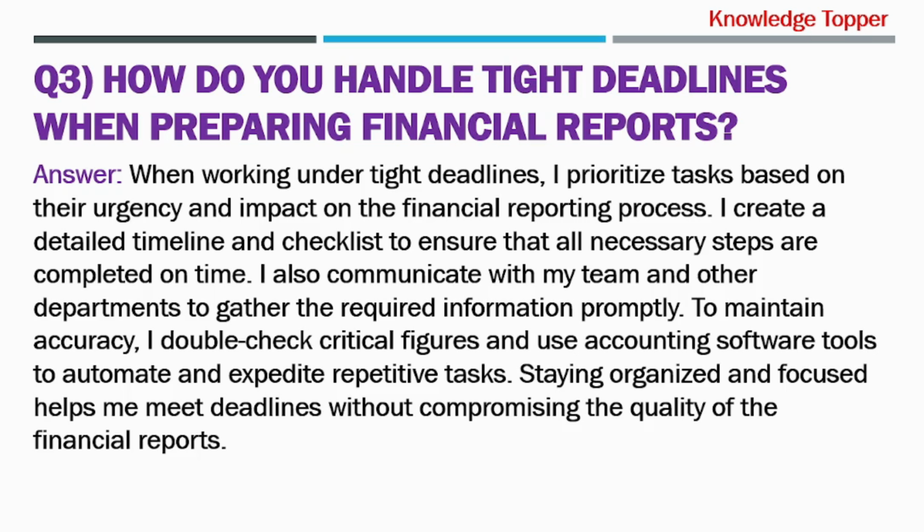So, how you can answer this particular question is that, well, when working under tight deadlines, I prioritize tasks based on their urgency and impact on the financial reporting process. I create a detailed timeline and checklist to ensure that all necessary steps are completed on time. I also communicate with my team and other departments to gather the required information promptly. To maintain accuracy, I double check critical figures and use accounting software tools to automate and expedite repetitive tasks. Staying organized and focused helps me meet deadlines without compromising the quality of the financial reports.